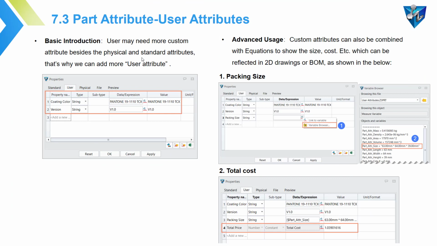Okay, now let's talk about user attributes. Sometimes if there are more attributes you want to add to the part, you can make user attribute to fulfill this purpose. For example, you can just add some string such as coating color, version, and etc. Anything you want can be added in the user attribute. Or you can combine it with variables and equations. Then you can get the max length, width, height, or stock size. And also you can get the total cost of the part with that. Now let me show you how to do it in ZW3D.